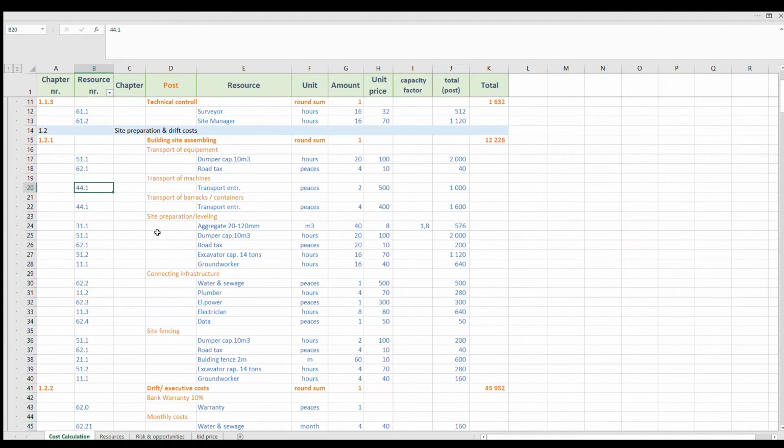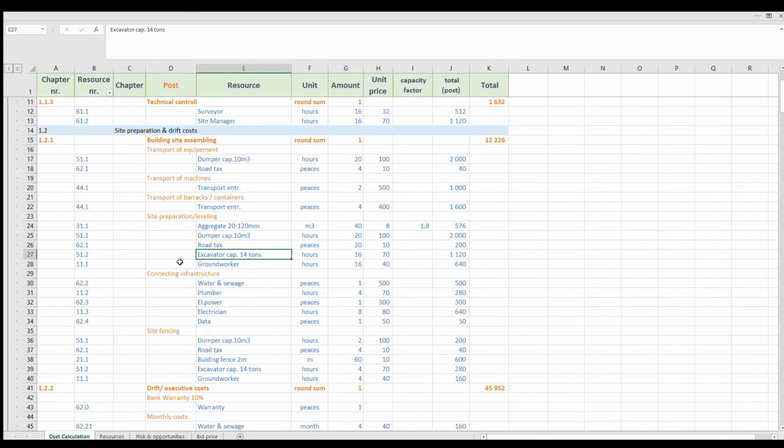After that, I have site preparation and leveling. So the point is to use an excavator. We can discuss about capacity, but we have to buy some aggregate also. This is for transport, dumper and road tax, and one ground worker will help with all the job. But one thing here, this excavator is just the usual diesel excavator.